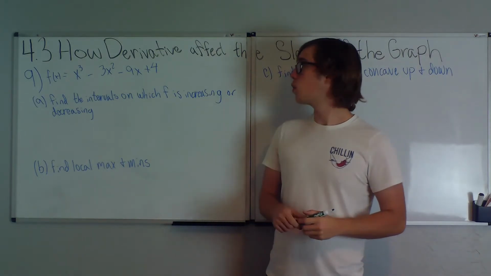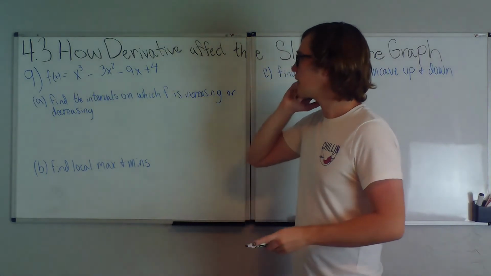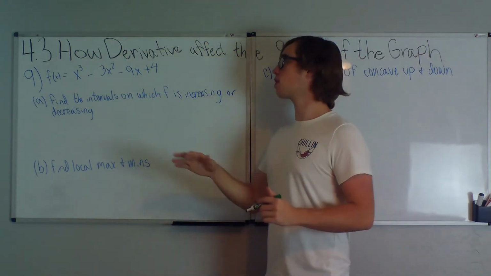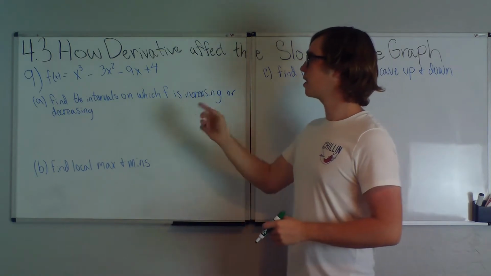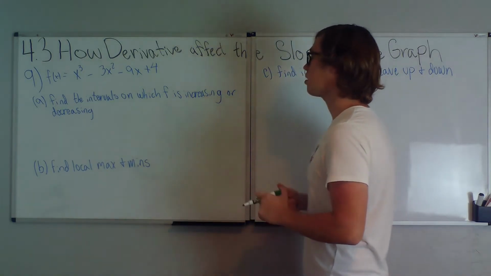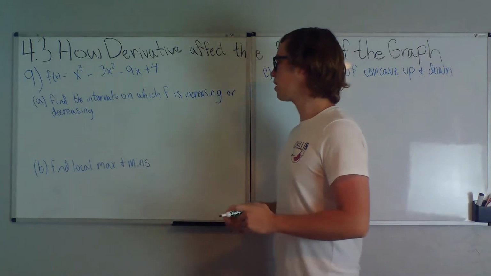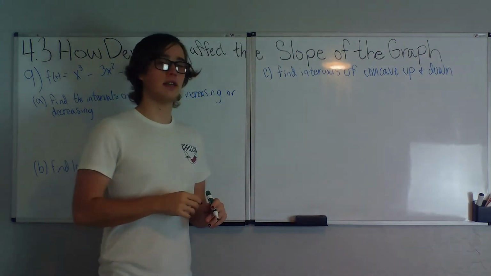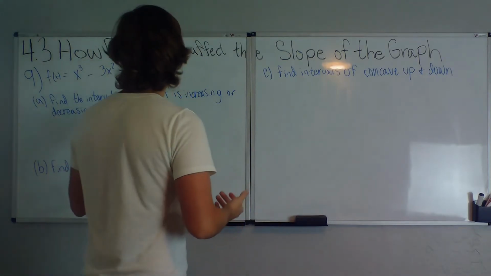Alright, we're just going to do one question. We're going to do number 9. It says f of x is equal to x cubed minus 3x squared minus 9x plus 4. Find the intervals on which f is increasing or decreasing, and find the local max and mins. And finally, find the intervals of concave up and concave down. Okay, that's not too bad.